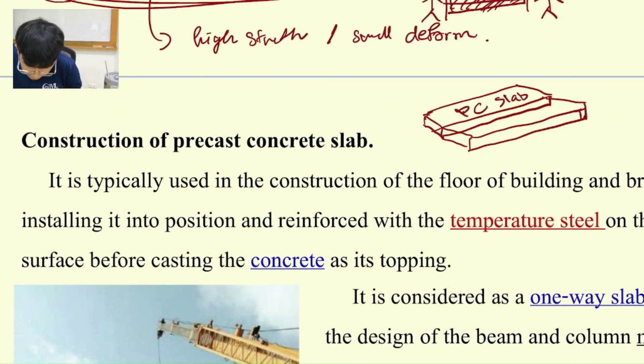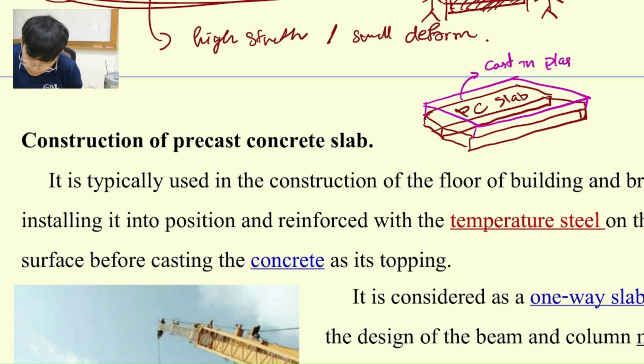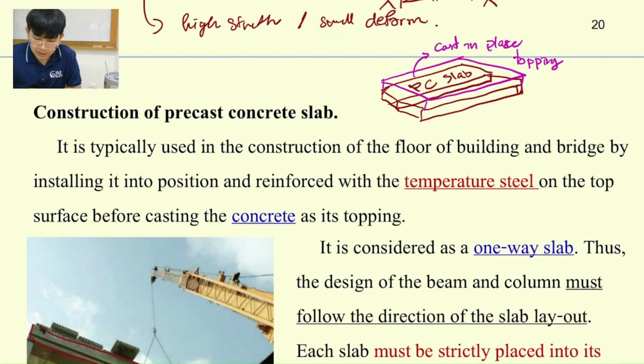So what we need to do is add a concrete surface about 5 centimeters on top, like this. So this one is cast in place. Cast in place topping. So that topping is the normal concrete.